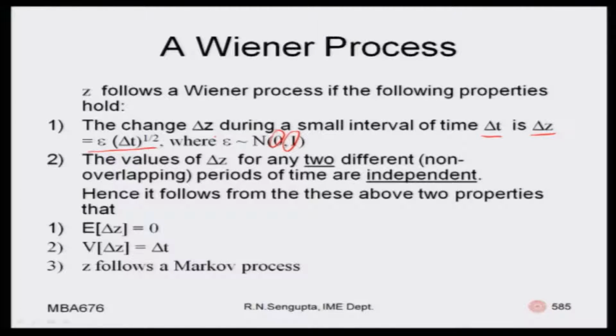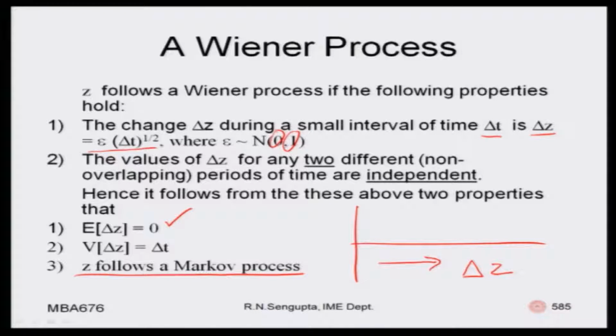So, if we have different values of delta t given by the concept that it is related to epsilon and delta t, then in the long run the expected value of z is 0 and the variance of delta z would be delta t. So, here we will say z follows a Markov process. So, if you look at the values and you are basically trying to find out delta z here, then it will be going like this.